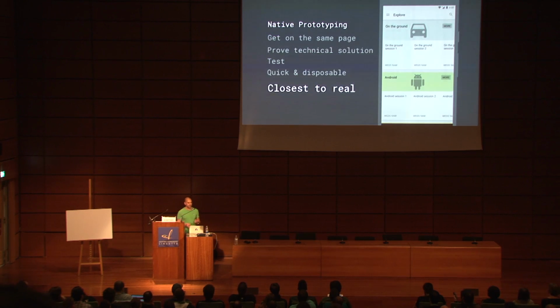I think native prototypes are the closest thing to reality of what you're actually going to build. So in my mind, they're the most useful. If you can put this in front of a user, there's the minimum number of things they have to just accept and move on from. When you put an Envision prototype in front of them, there's a suspension of disbelief that the highlighting doesn't quite work or whatever it might be, that you don't get with a native prototype.